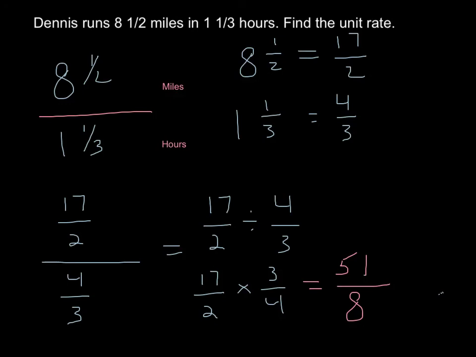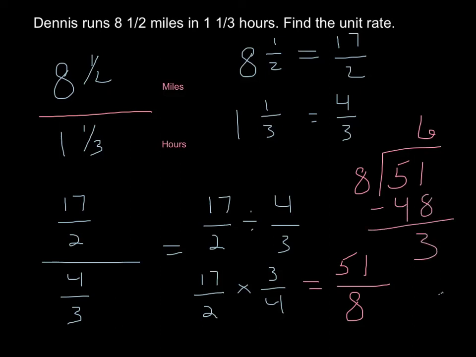But I do want to convert this to a mixed number just so, again, it makes more sense, especially because my original problem had mixed numbers in it. So 51 over 8 is, let's actually go over this one. 51 divided by 8. 8 goes into 51 6 times. Subtract 48. You're left with 3 as your remainder, so it becomes 6 3/8 miles per hour.